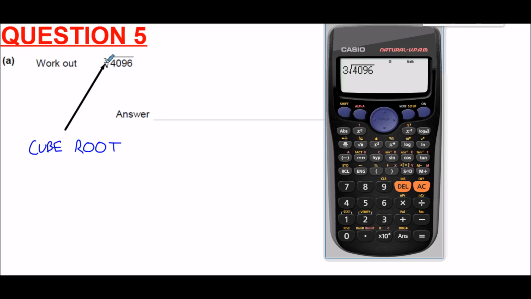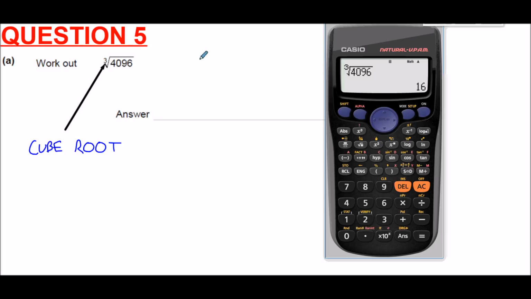That's a little 3, which means a root. This is a big 3, which means 3 multiplied by a square root. The answer isn't that. What you need to do is shift and then press the button above the square root symbol. So this thing here is now the same as what we've got in the question. Now we type in 4096, press equals, and we get the correct answer of 16.